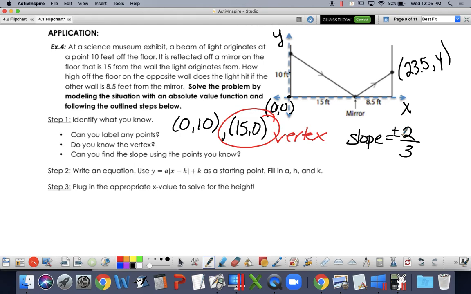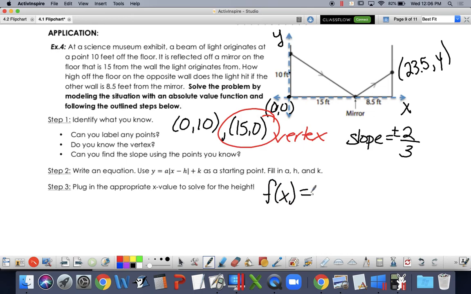How'd you get that? I did 10 over 15 and then I just reduced. Simplified it. Perfect. So because I don't have all of the information, I don't have a big coordinate grid, I can't count, but I can go down 10 to the right 15. That represents my slope. Now I feel like we have all the information we need to be able to write this function, because we have to plug in 23 and a half for x and see what we get out for our y value.